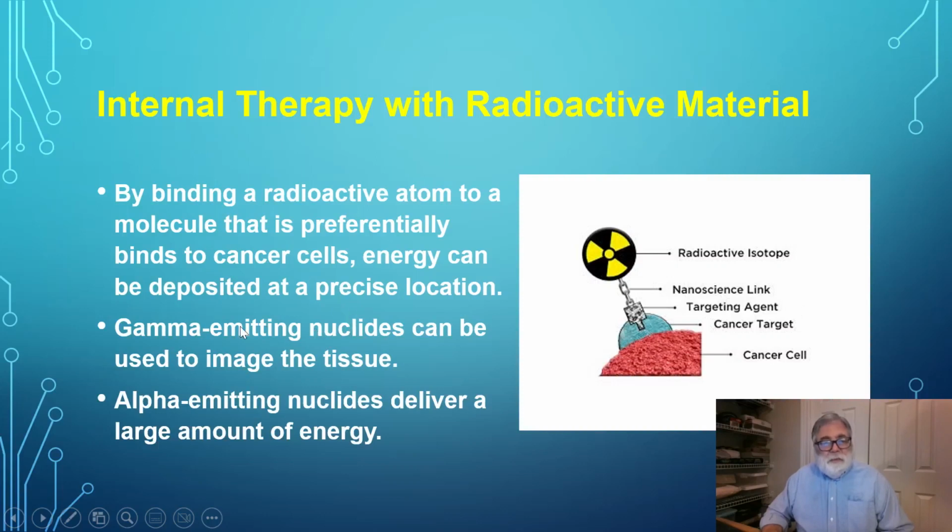Now, if we use gamma-emitting radioactive material, then we can form an image, and we'll talk about this, I think, later in the semester. We can use those gamma rays to develop an image of where that tumor is located, where that target is located, and help with diagnosis. If we attach an alpha-emitting nuclide to it, well, alpha particles have a very small range and deposit a lot of energy in a short distance, so we can deposit a lot of energy to the tumor, but not to the other tissues that are further away from the tumor. So that's a technique that's used for this purpose.